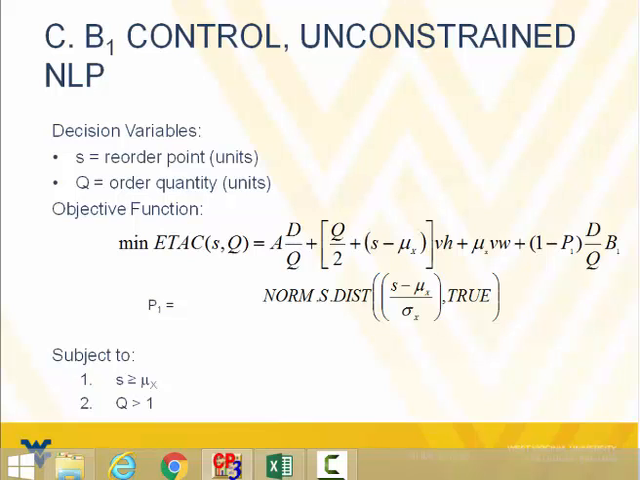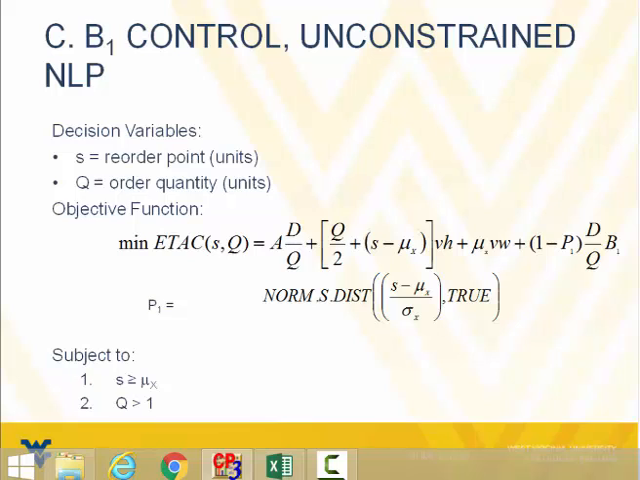And we get P1, and again you can see why it's a nonlinear function, because our P1 is equal to S minus mu x over sigma x, and you take the standardized normal distribution of that. So in other words, you're converting that into a K value. All right? Which is just a standardized version of the reorder point, which is really K.